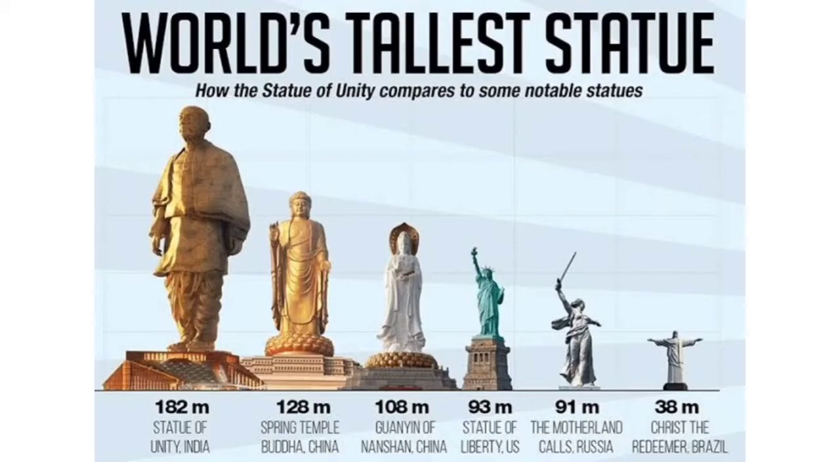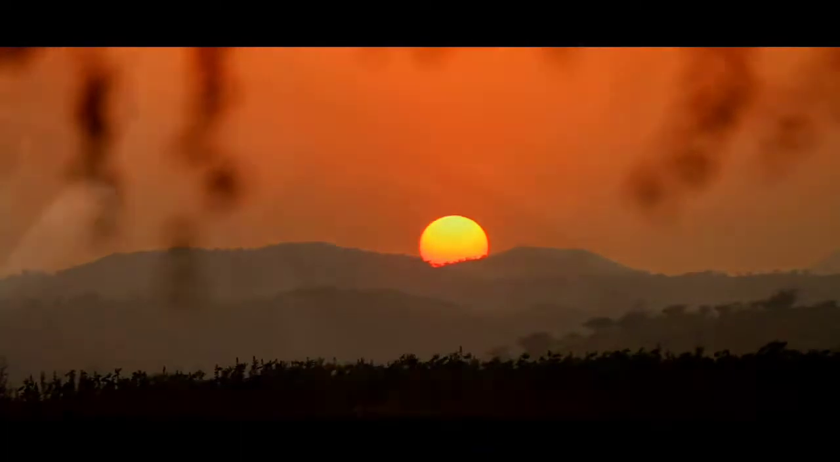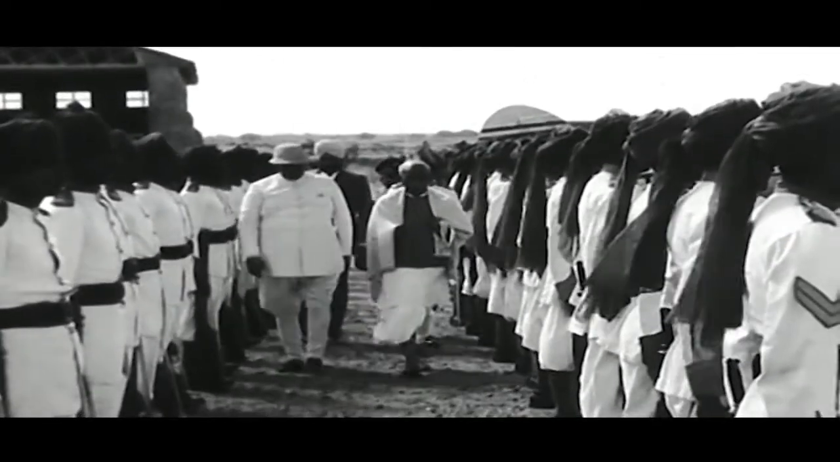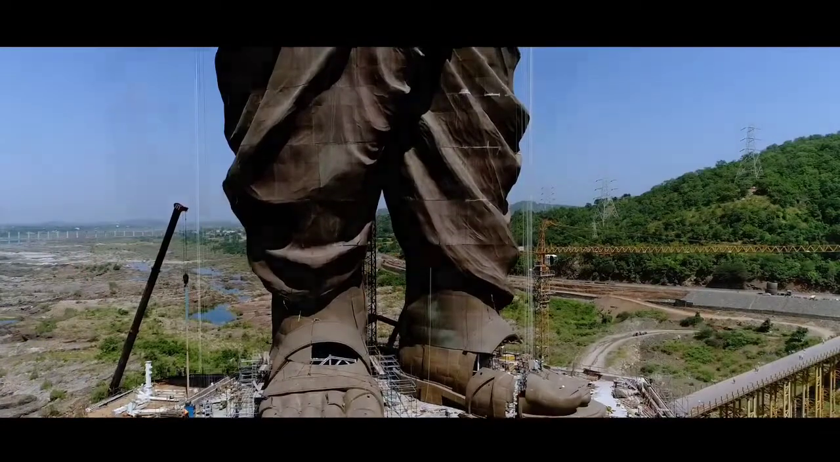The world's tallest statue is located in Gujarat, India. Standing almost 600 feet tall, the Statue of Unity depicts Indian freedom fighter and politician Sardar Vallabhbhai Patel, one of the most prominent leaders of the Indian independence movement, and the first Deputy Prime Minister of India.